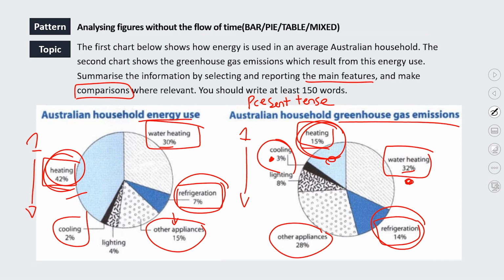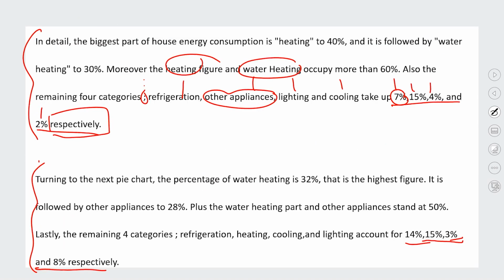To be fair to this candidate, the graphs they've been given are quite difficult because it's just static information. What would have been much easier is if there'd been 4 pie charts, maybe an Australian household compared to a French household. But what they've done, which is what you should never do, is just talk about pie chart 1 and then talk about pie chart 2 separately.